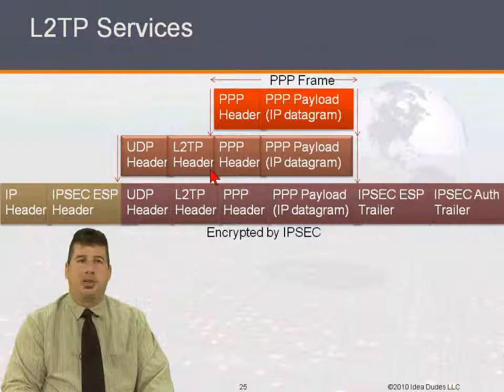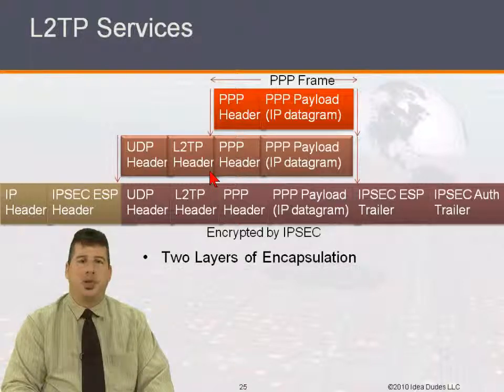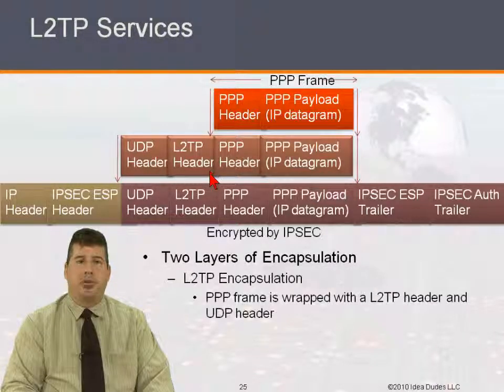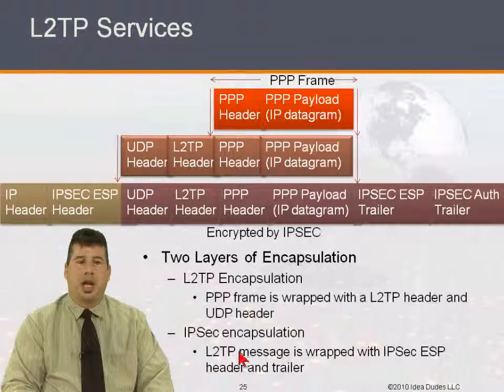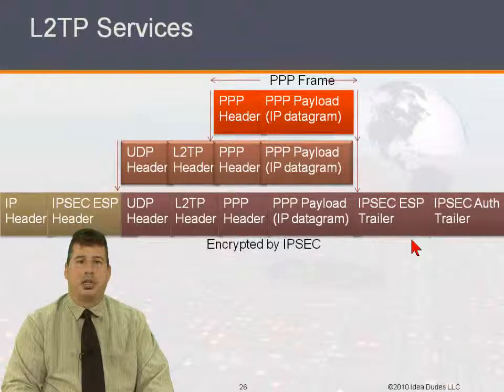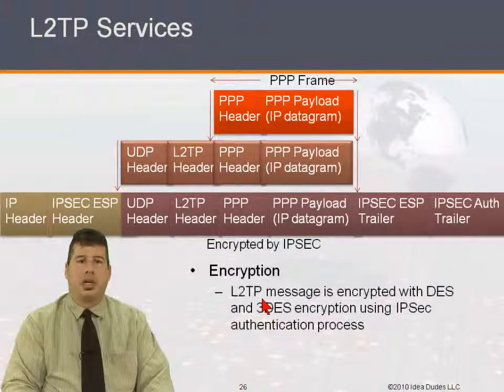Now, when you look at the L2TP services, it's a little bit more complicated than it is with PPTP. You have 2 layers of encapsulation. L2TP encapsulation: the PPP frame is wrapped with the L2TP header and a UDP header. IPsec encapsulation: L2TP messages are wrapped with the IPsec ESP header and the trailer, as you can see here. Now the encryption, L2TP messages are encrypted with DES or triple DES encryption using the IPsec authentication process.